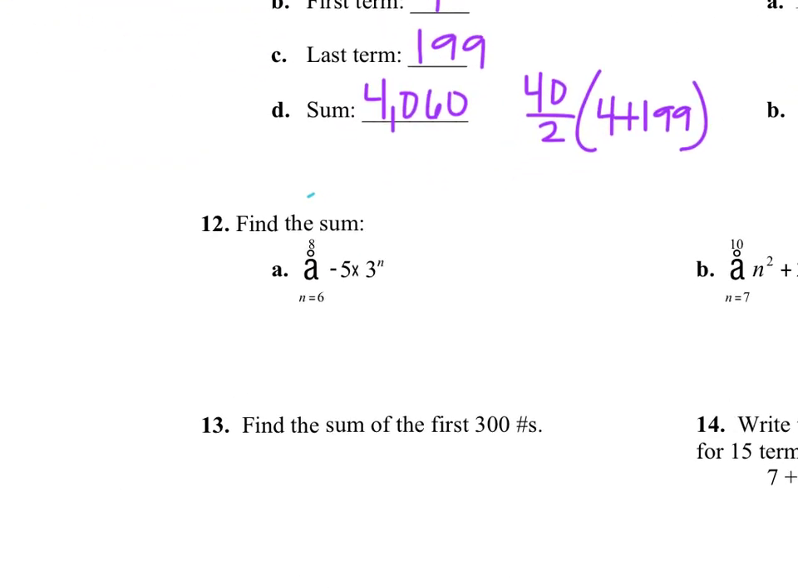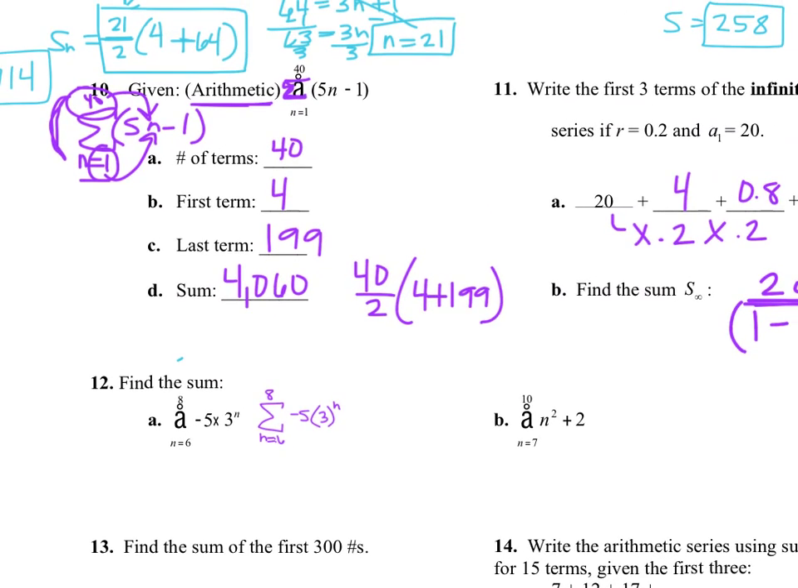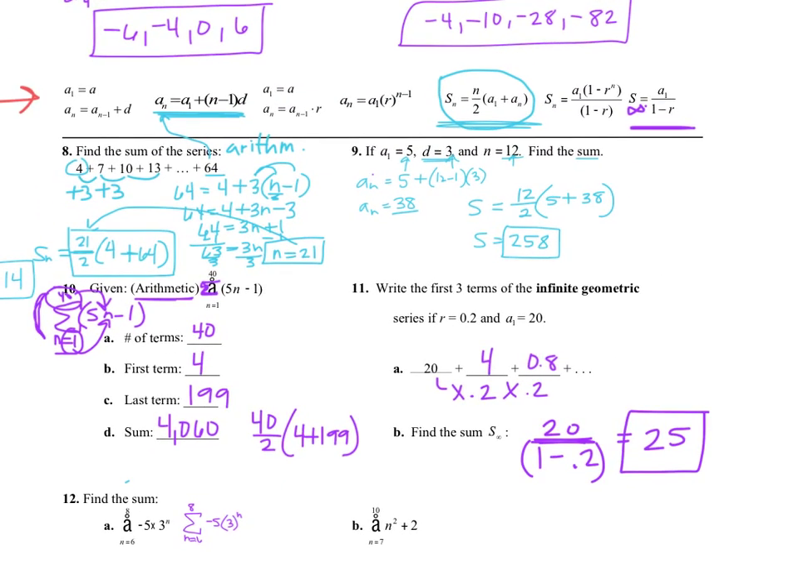Number 7. Oh, this is hideous, you guys. I'm so sorry. Let's say this is 8. This is n equals 6. And this is negative 5 times 3 to the n power for your formula there. Okay, so this one just says find the sum. This is not to infinity, so you are using the geometric sum formula here.